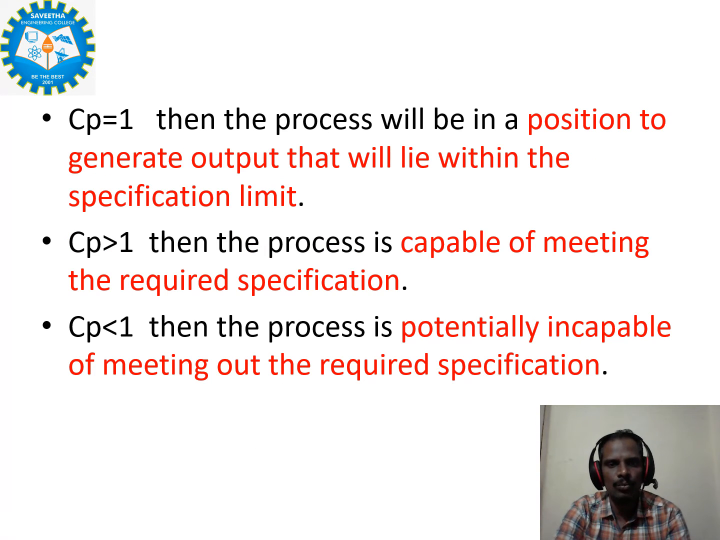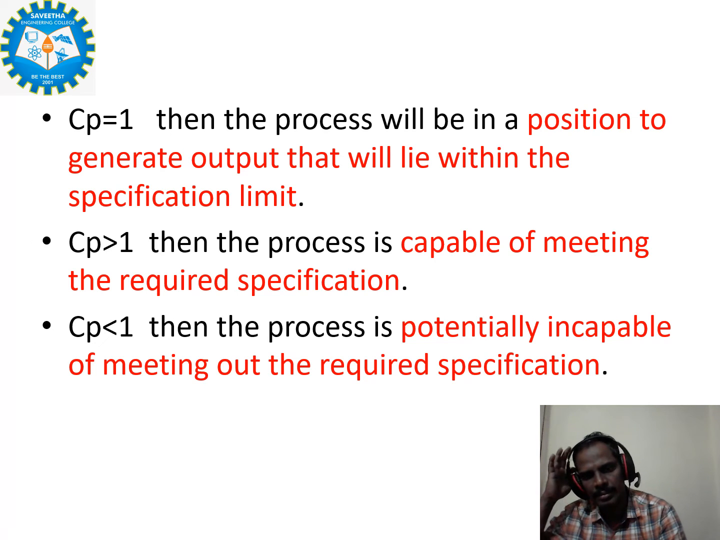Where Cp is equal to 1, the process will be in a position to generate output that lies within the specification limit. Whereas Cp greater than 1 means the process is capable of meeting the required specification, and Cp less than 1 means it is potentially incapable of meeting the specification limit.